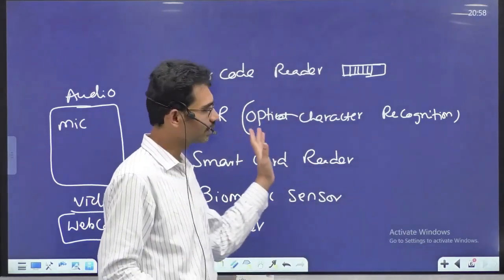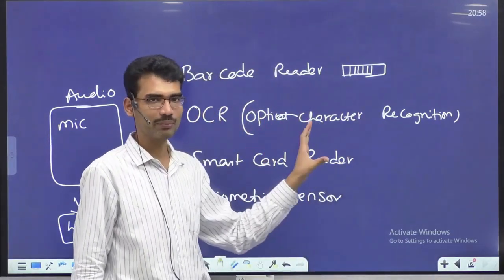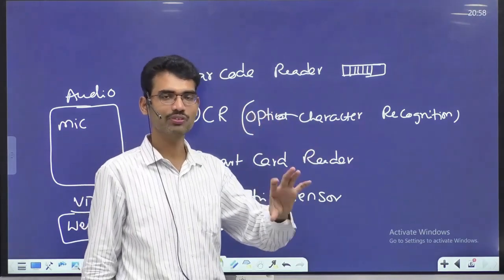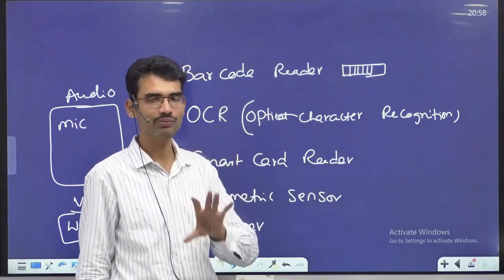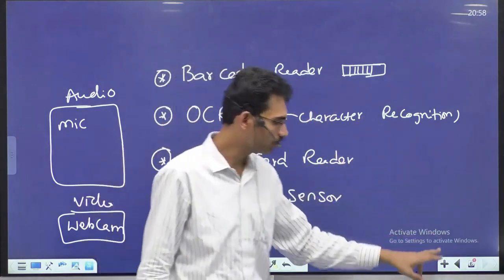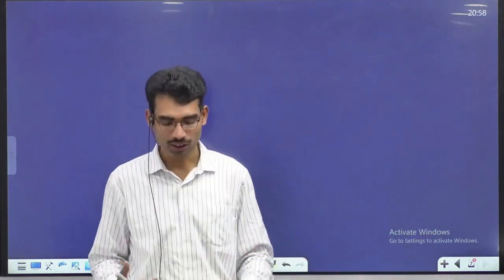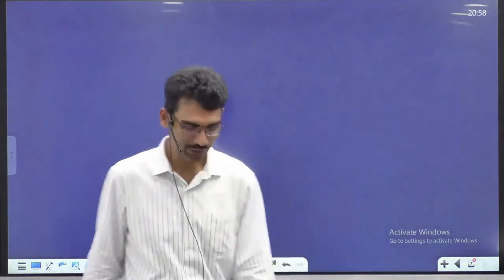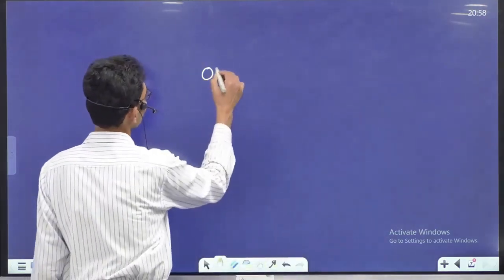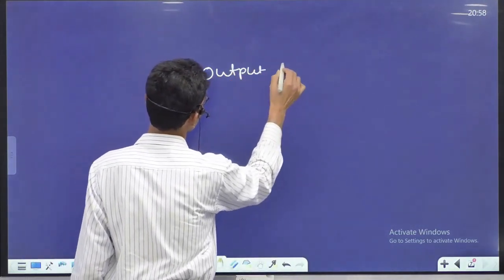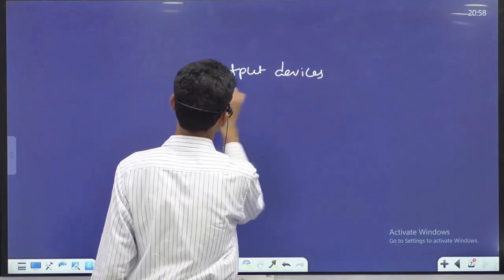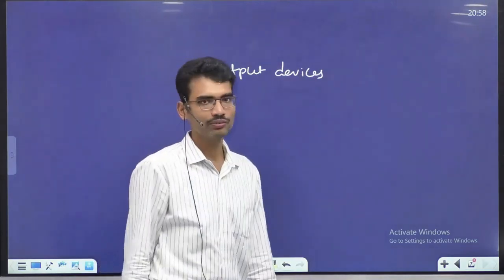Similarly, when it comes to the output, in all these formats, in text format, in image format, in audio format, in video format, we can get the output also. Those are part of output devices.